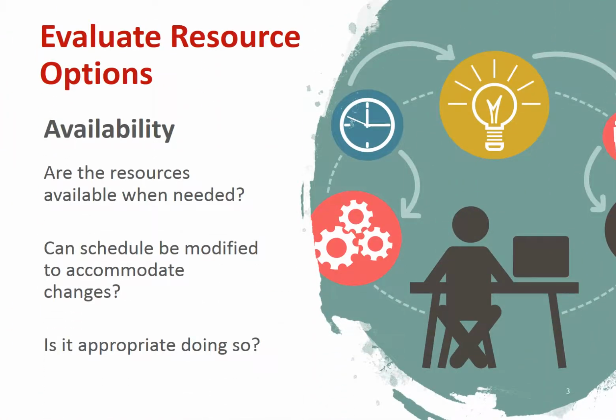One of the first considerations that you have to take into account is availability. Are the resources available when needed? Is a question that we need to ask ourselves before we assign the resources. Based on the availability, the necessary adjustments and allocations can happen. Can the schedule be modified to accommodate changes? In case there are changes that are required for the project, how can we accommodate these changes is another question that you have to ask yourself.